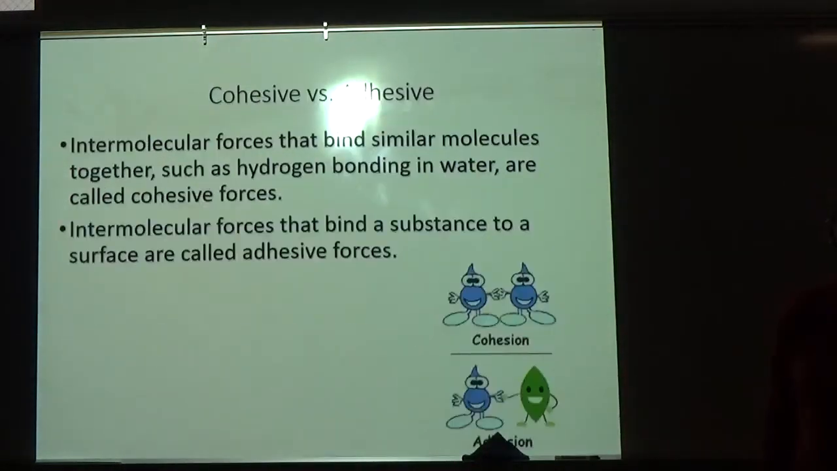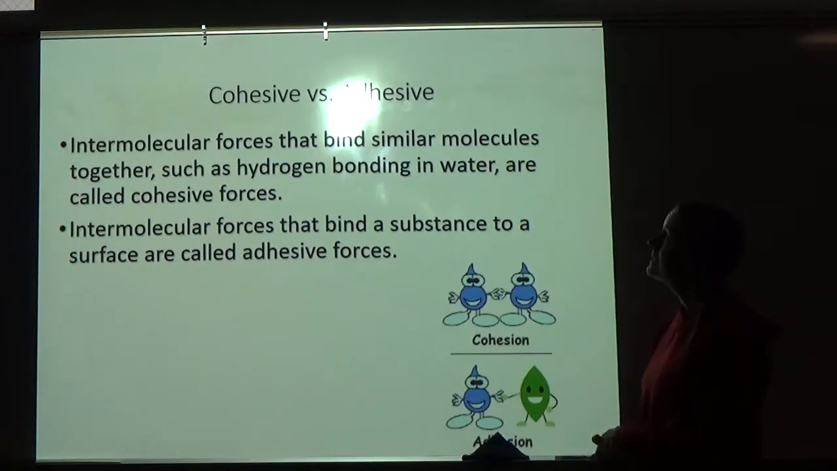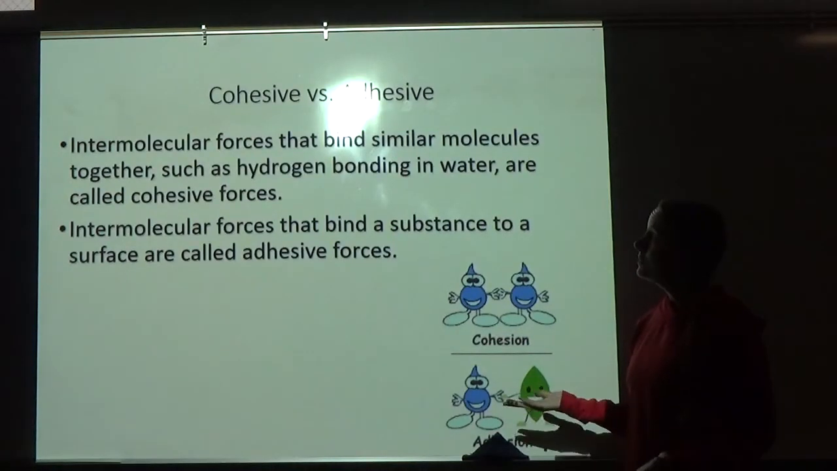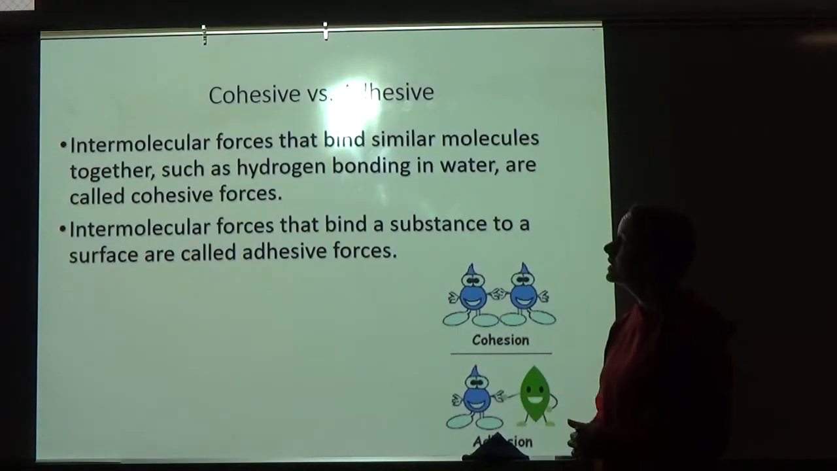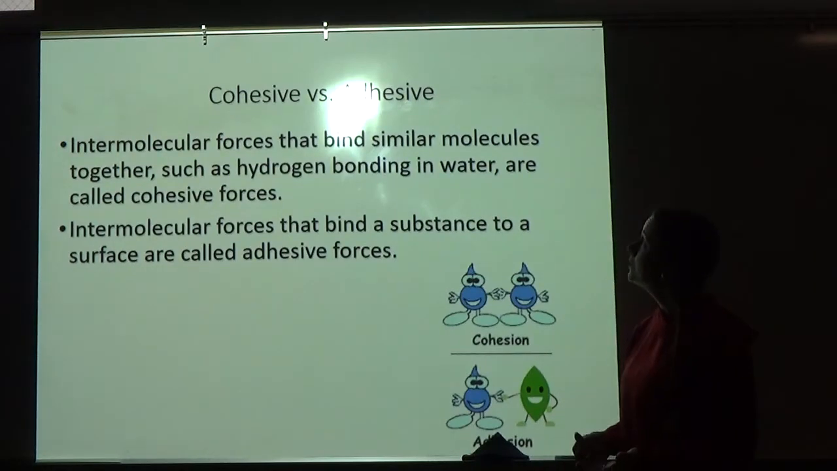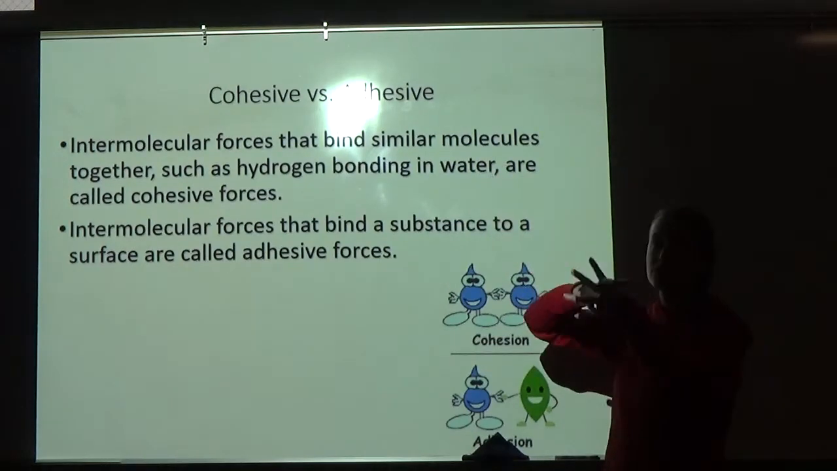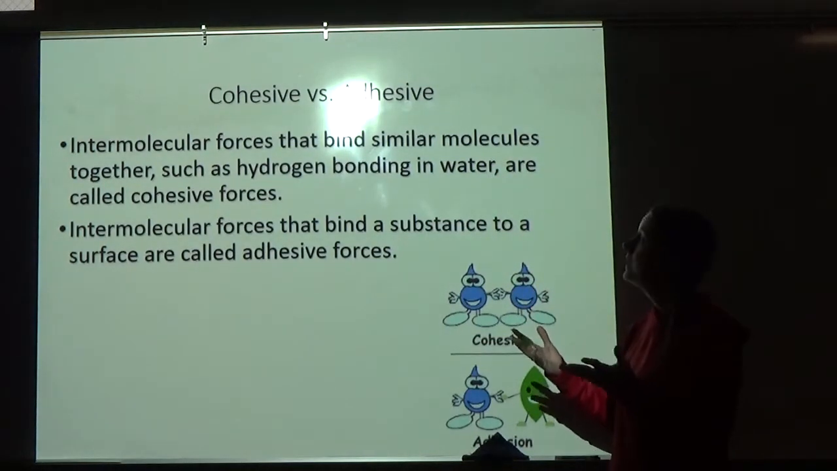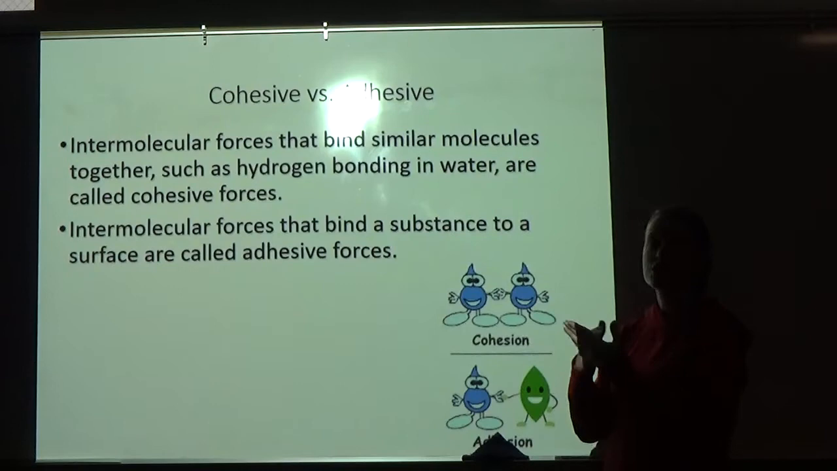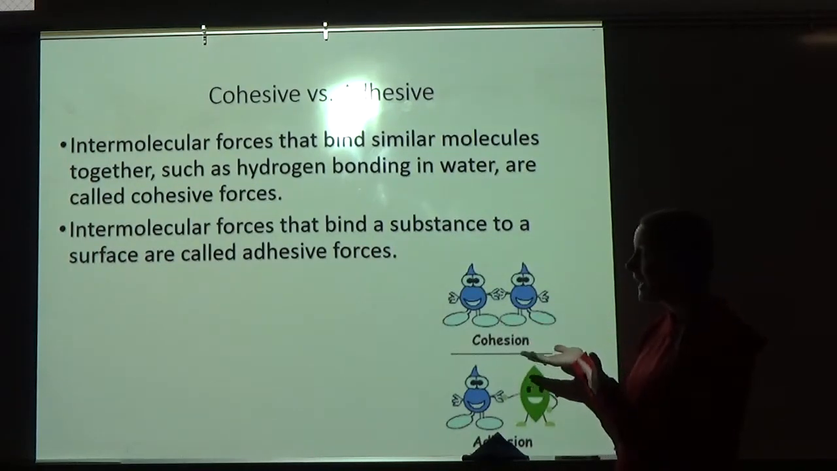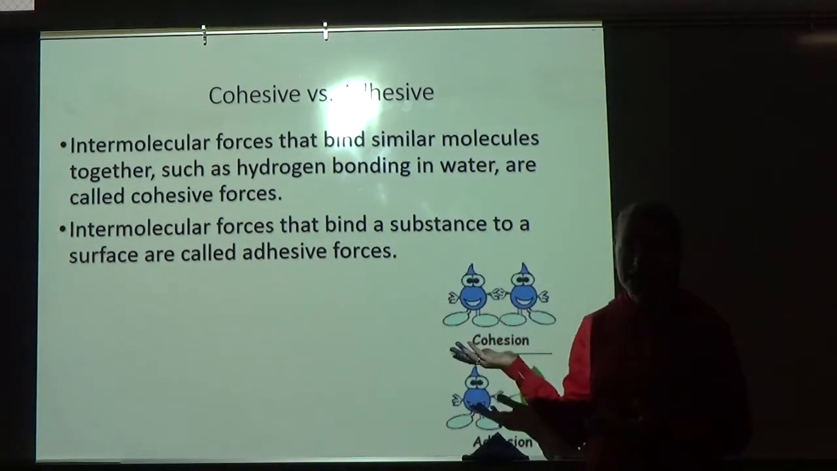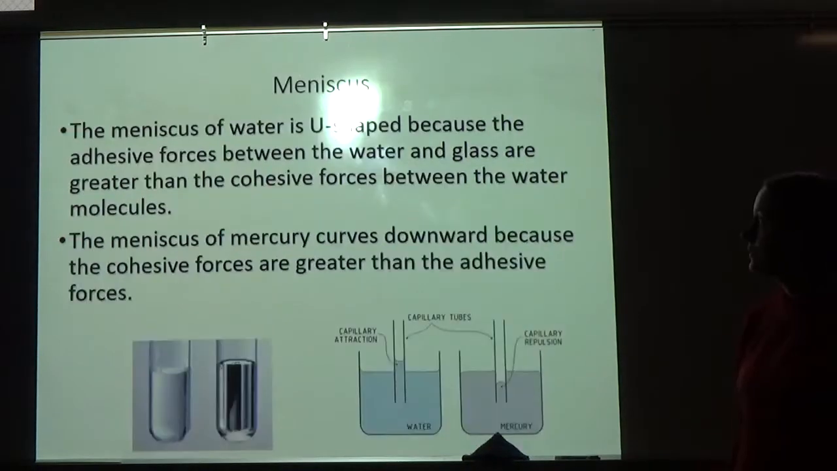All right. So next thing we're going to talk about is cohesive and adhesive forces. Intermolecular forces that bind similar molecules together, such as hydrogen bonding in water, are called cohesive forces. Intermolecular forces that bind a substance to a surface are called adhesive forces. So when molecules of a substance attract one another, it's called cohesive. And then when they attract to a surface of some type, we're going to talk about glass in a second, that's called adhesive because they're adhering to the surface.